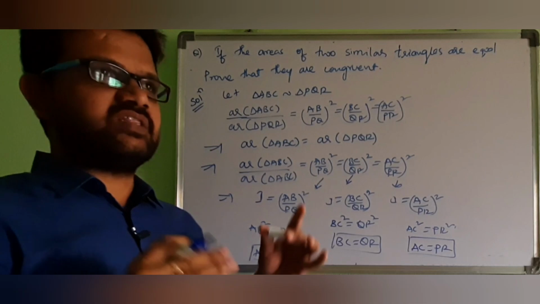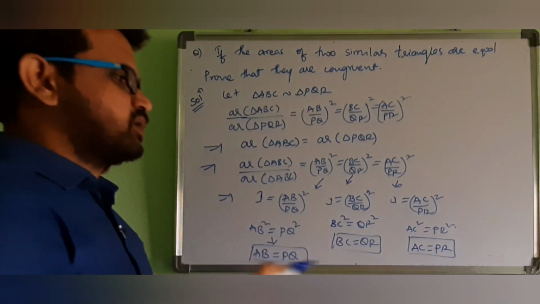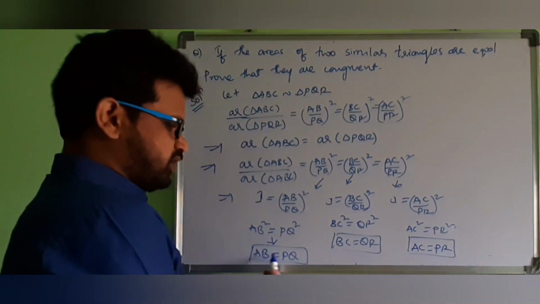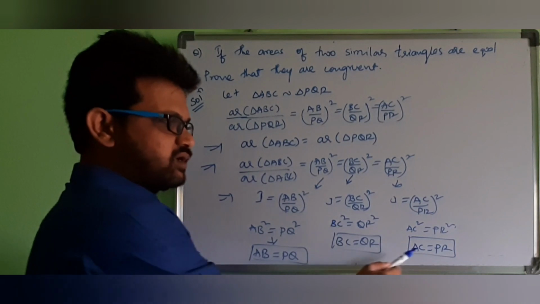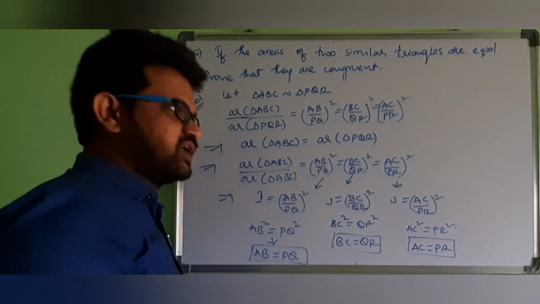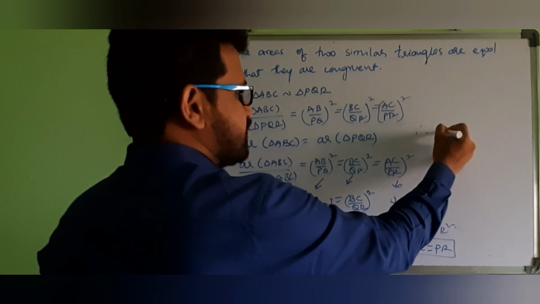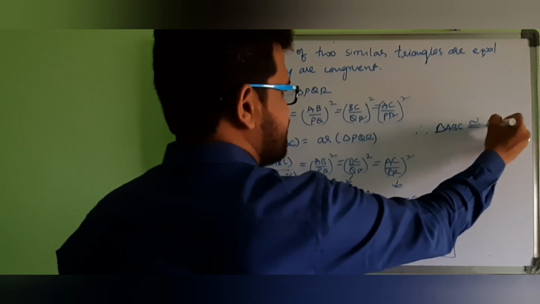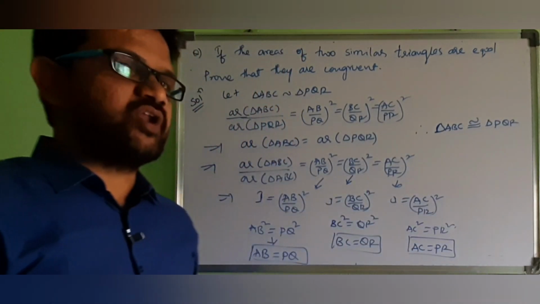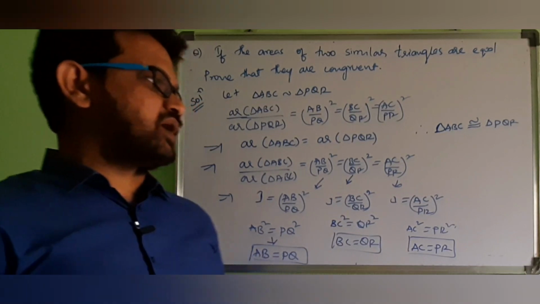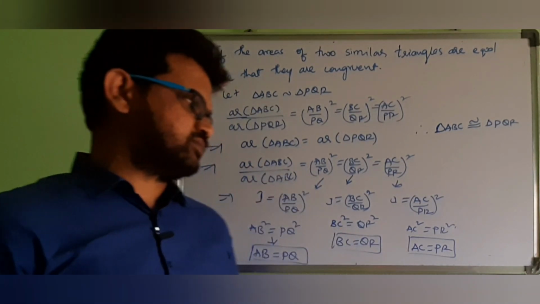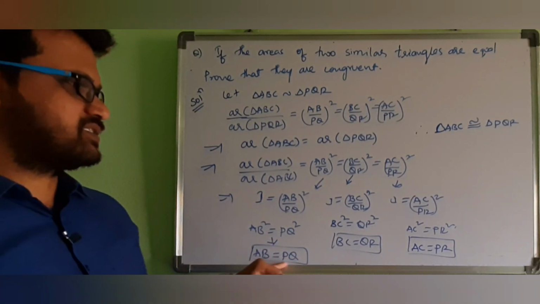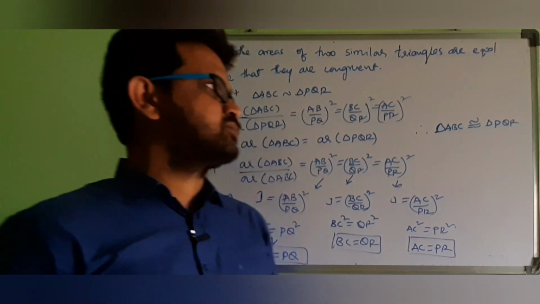When is it possible? When both corresponding sides are equal and corresponding angles are equal, then those are congruent. So AB is equal to PQ, BC is equal to QR, AC is equal to PR, satisfying both the conditions. Therefore, triangle ABC is congruent to triangle PQR. Why? Because congruent means corresponding angles are equal and corresponding sides also equal. But in the case of similarity, corresponding sides are proportional. We proved that corresponding sides are equal. Okay, so note down this.